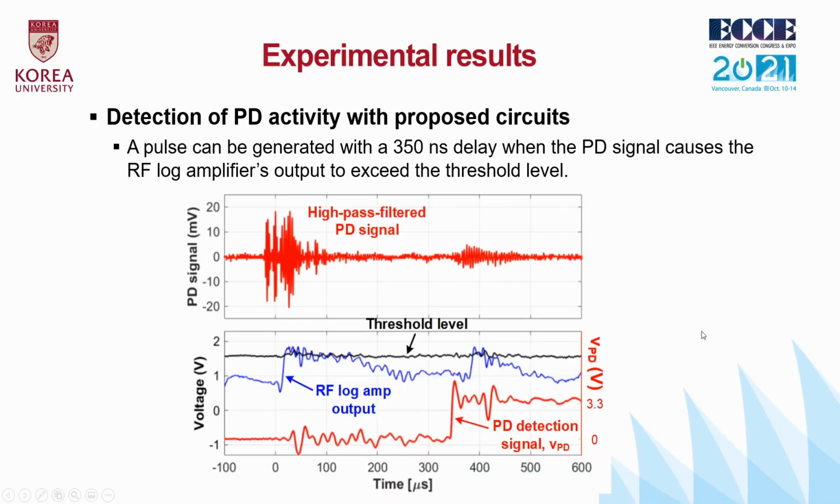And finally, here's an experimental result of the PD detection circuits. The upper red waveform is the high-pass filtered PD signal. The blue RF log amplifier output signal is compared to the black threshold level using the fast comparator. Then, the MCU acknowledges the PD activity and generates the PD detection signals.